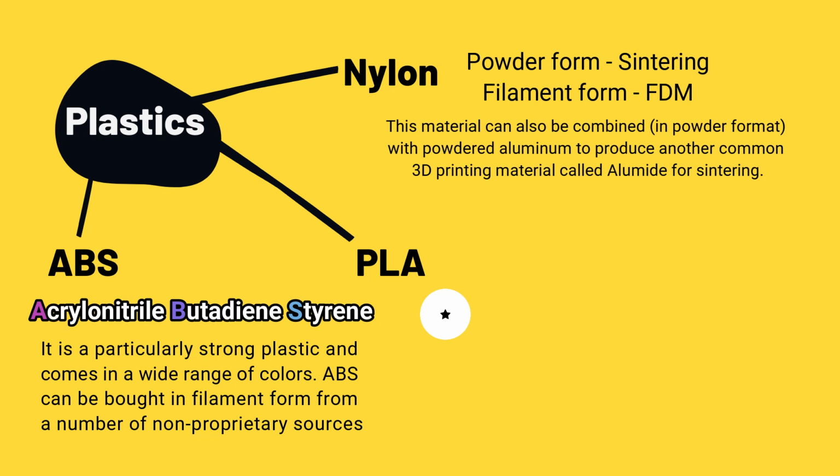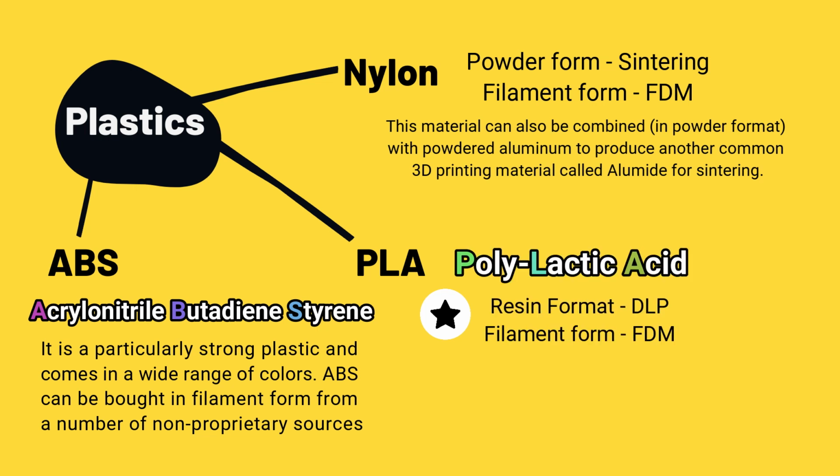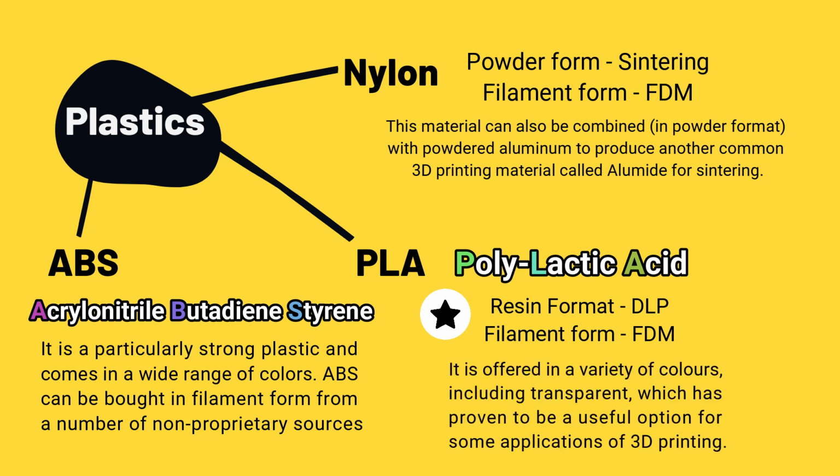PLA, on the other hand, is a biodegradable plastic material that has gained traction with 3D printing for this very reason. It can be utilized in resin format for the DLP process as well as in filament form for the FDM process. It is offered in a variety of colors, including transparent, which has proven useful for many applications of 3D printing. However, PLA is not as durable as ABS.